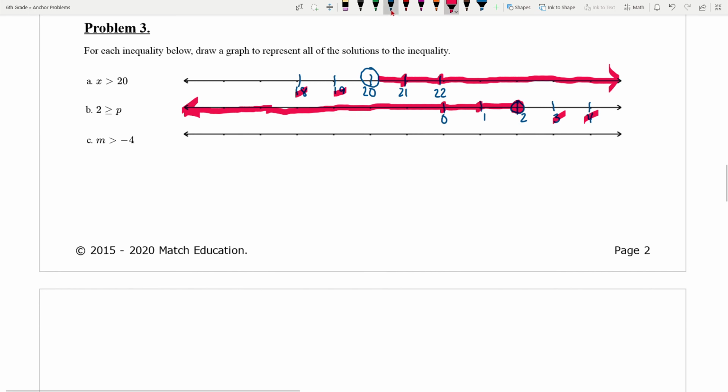And lastly, m is greater than negative 4. Start at negative 4. Have a couple numbers bigger, a couple numbers smaller, and test. Is negative 3 greater than negative 4? Yes. Is negative 2 greater than negative 4? Yes. Is negative 5 greater than negative 4? No. And so we're shading it towards where it's true, which is negative 3, negative 2, negative 1, 0, 1, 2, 3, and all that in that direction. Do we shade the circle? Is negative 4 greater than negative 4? No, it is not.